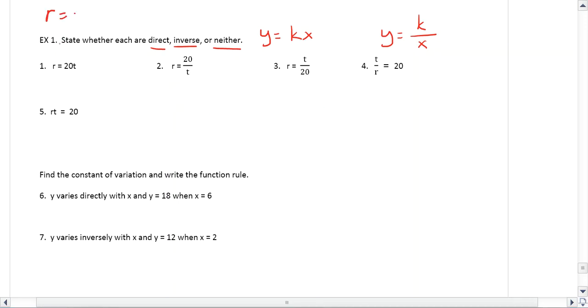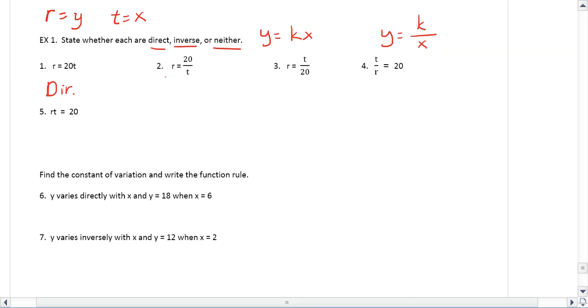So just to make it clear in these examples, the r is the same as the y, and the t is the same as the x. So I just wanted to make that clear. So now let's take a look at number 1. If r equals 20 times t, that lines up perfectly with direct. It really couldn't be easier. So that's a direct relationship.